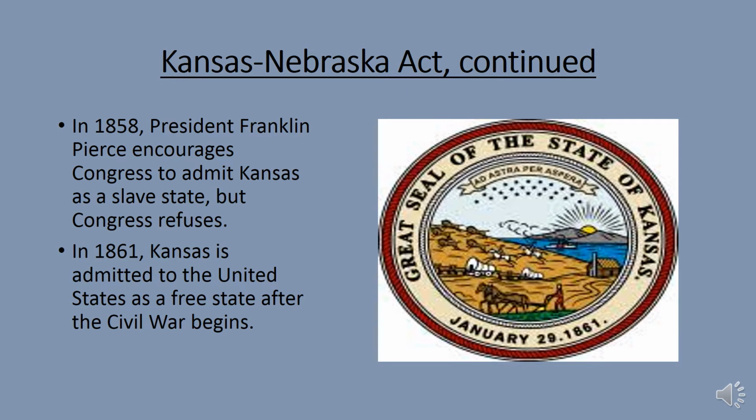1858, all right, our 15th president of the United States, James Buchanan, he's going to encourage Congress to admit Kansas as a slave state, but Congress is going to refuse to do this. And eventually Kansas is admitted, but they are admitted as a free state in 1861. That is the seal of the state of Kansas. And they are admitted after the Civil War begins.